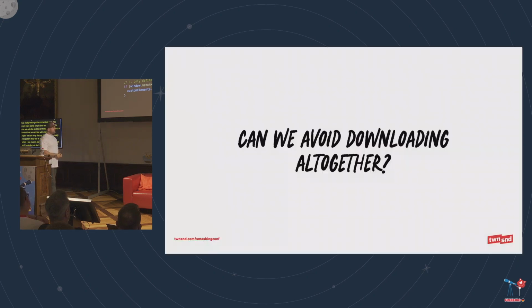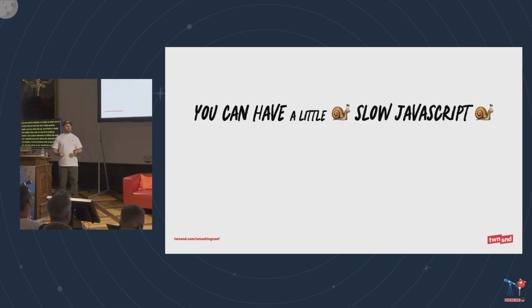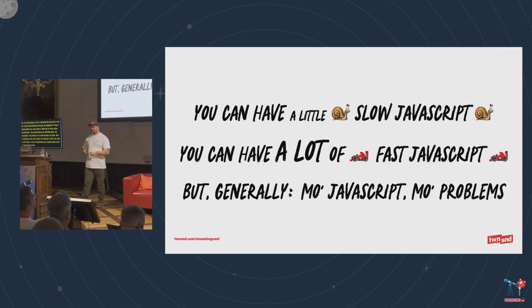So the final piece of our JavaScript puzzle is, can we avoid downloading things altogether? Now, I appreciate you can have a little bit of very slow JavaScript. You could have an infinite loop, for example. It's a few bytes of code, but it's going to be very slow to execute. And you could have a lot of JavaScript that can execute quickly. But generally, more JavaScript is more problems. So how can we reduce how much we need?